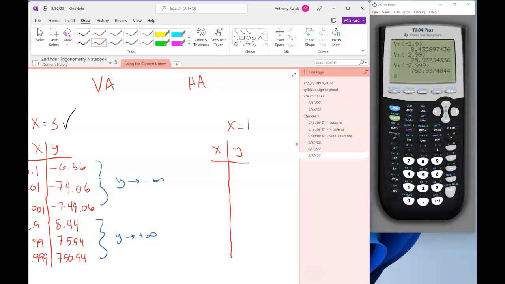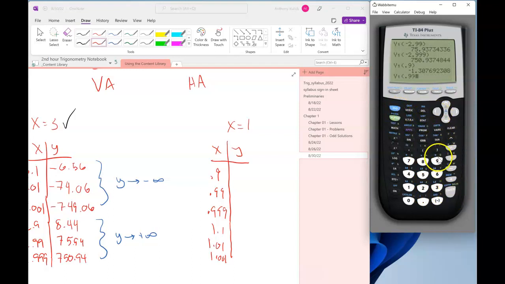That's okay. So now we're looking as x approaches 1. So I'm going to do the same thing. We're going to start from less than 1 and get close, and then start from above 1 and get closer. And again, we're hoping that these values are heading off towards either positive or negative infinity.